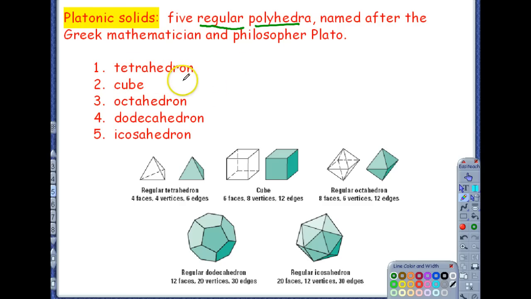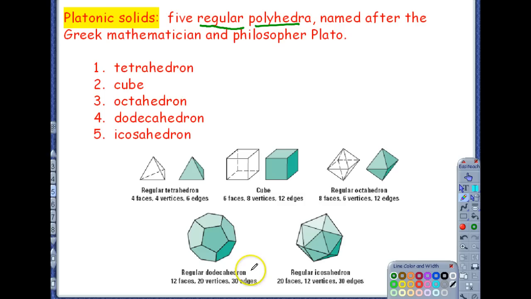The tetrahedron would be when I've got regular, equilateral triangles, and it takes four of those equilateral triangles to form a regular tetrahedron. A cube is formed by all square faces, so there are six squares that are all congruent. When we talk about a regular octahedron, we're talking again about those equilateral triangles, but it's almost like taking two regular tetrahedra and putting them on top of each other.